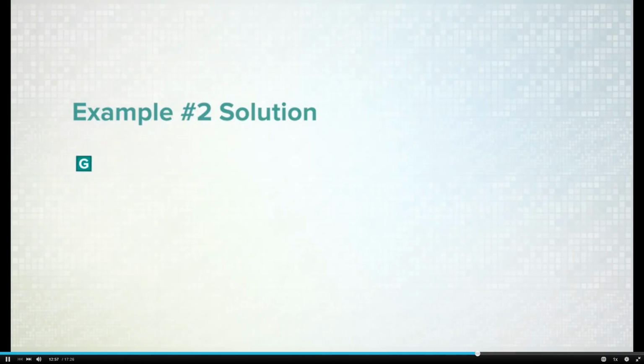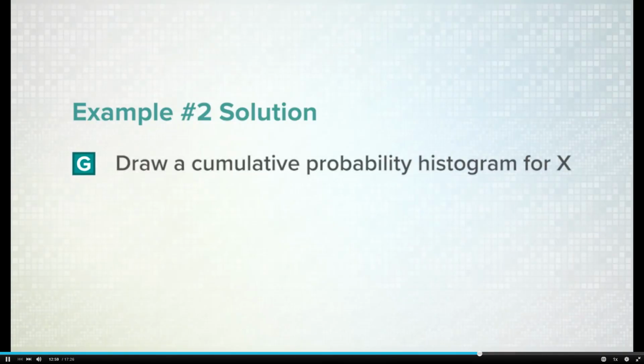If you're fraction phobic and you want to use decimals instead, that's okay. You'll just have decimals instead of fractions in your histogram and your probability distribution. For part G, we need to draw a cumulative probability histogram for x.